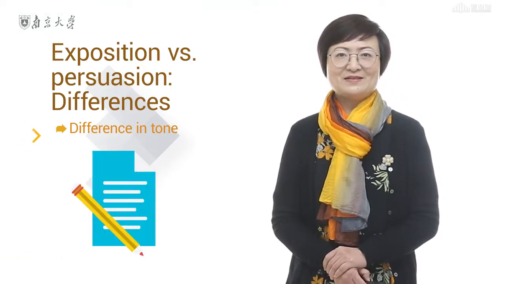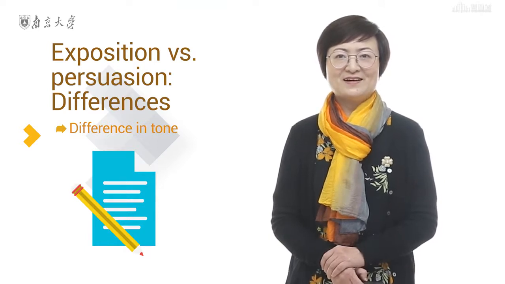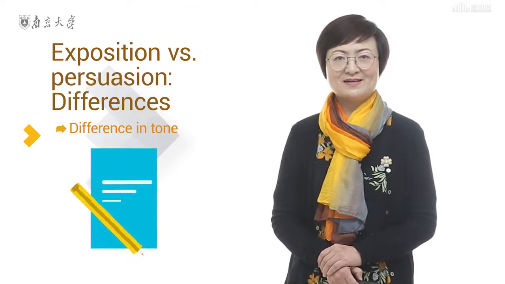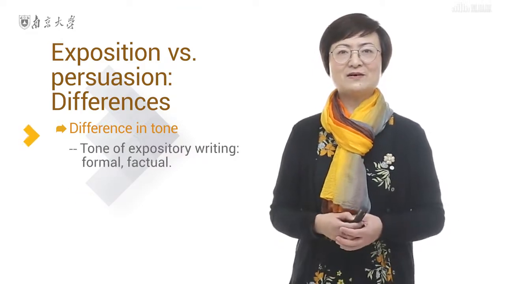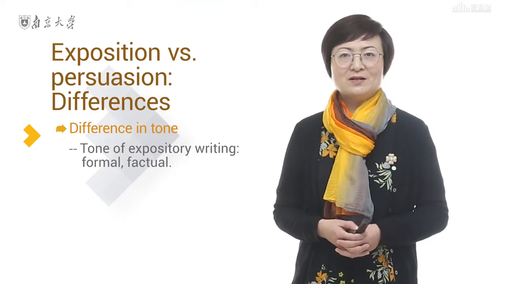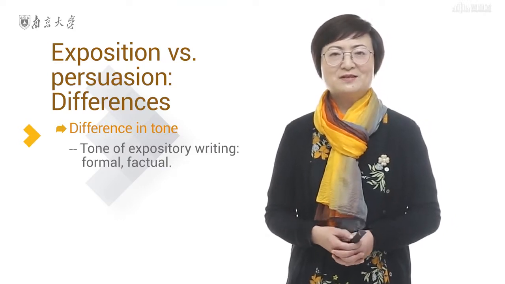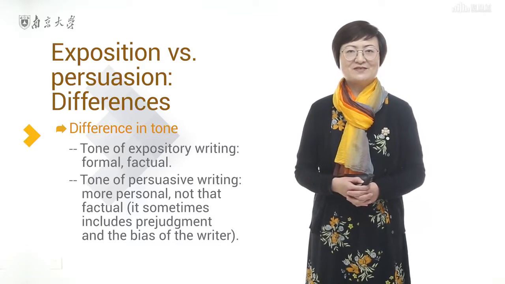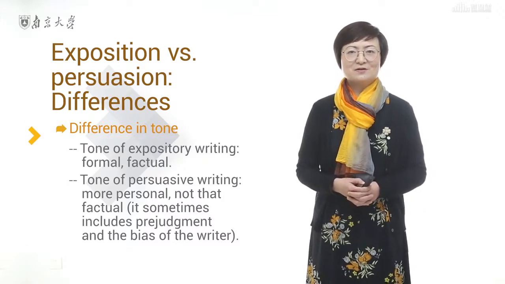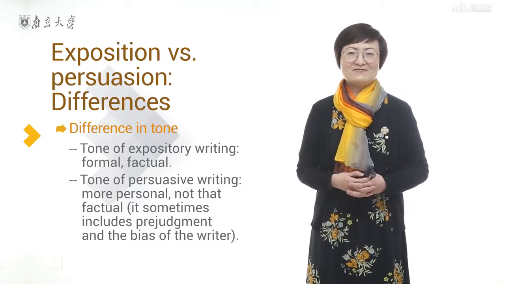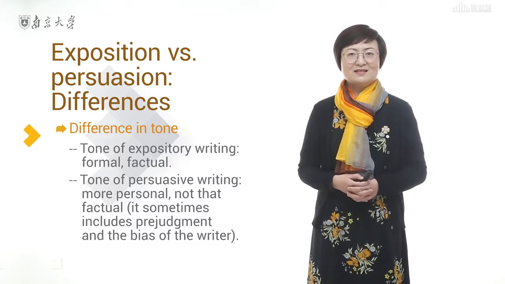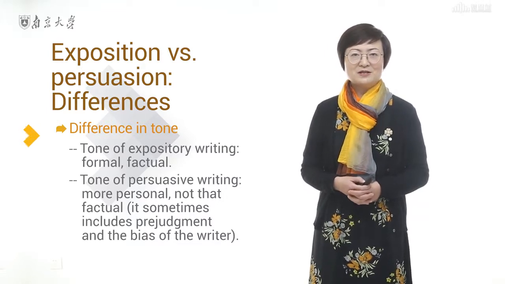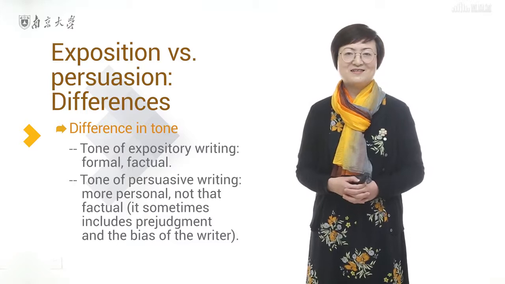Expository writing aims to describe, inform, clarify, analyze, instruct, or explain its subject matter. Hence, the tone of expository writing is formal, wanting to remain factual. Persuasive writing aims to influence views or change behaviors of others. Hence, the tone of persuasive writing is not that factual. Instead, the tone of persuasive writing is more personal, wanting to appeal to both emotion and reason.